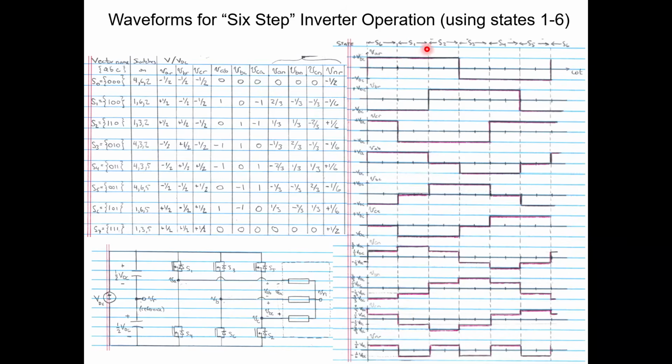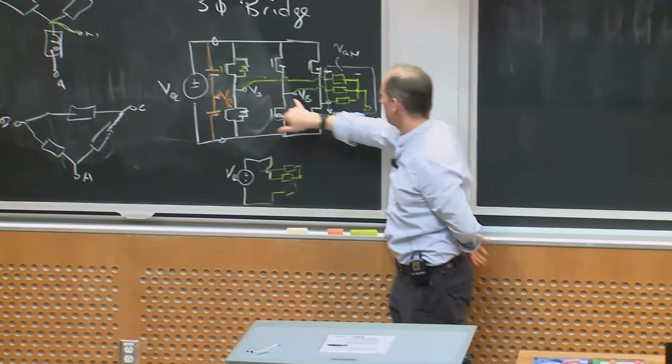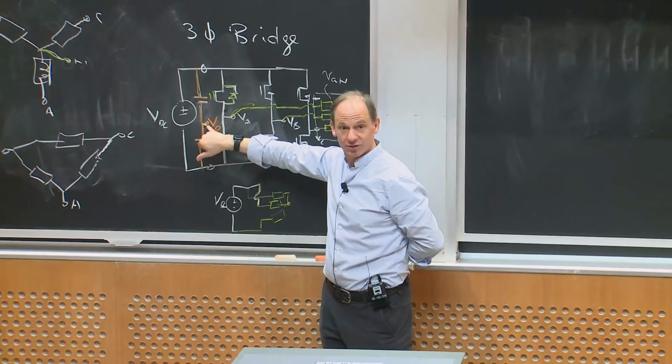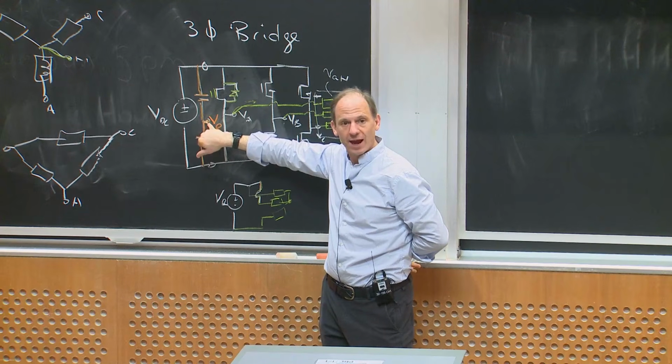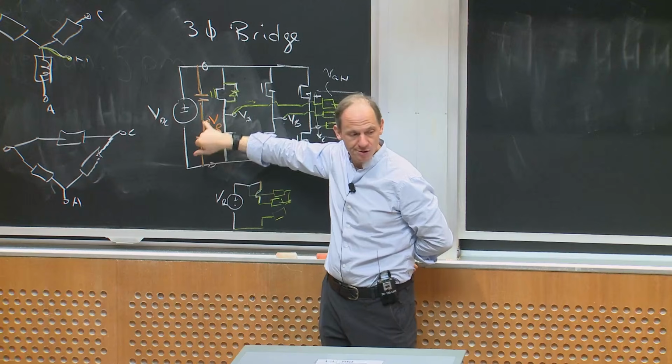So A might be on exactly like a square wave in phase with a sine wave. B would be on but shifted by 2 pi over 3. And C would be on, shifted by another 2 pi over 3. Okay, so I'd have 3 square waves, VA, VB, and VC with respect to the reference. Okay, what would happen at the load?